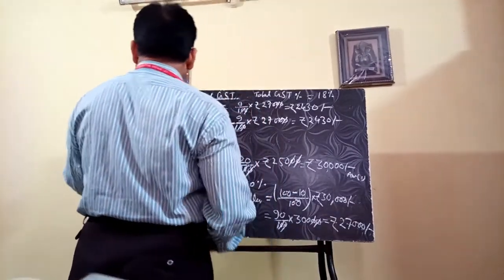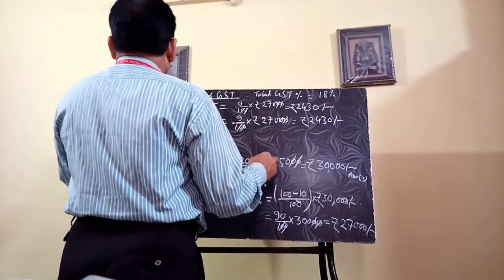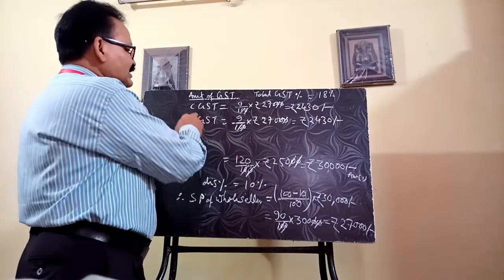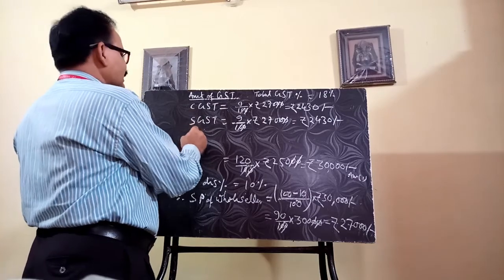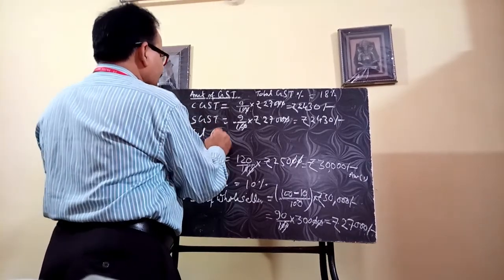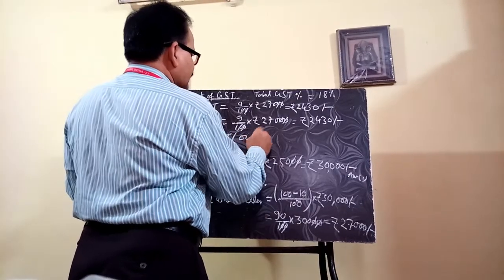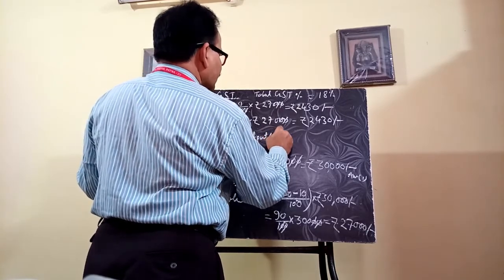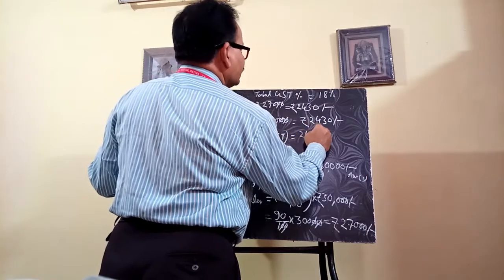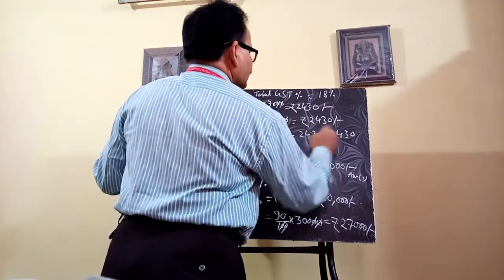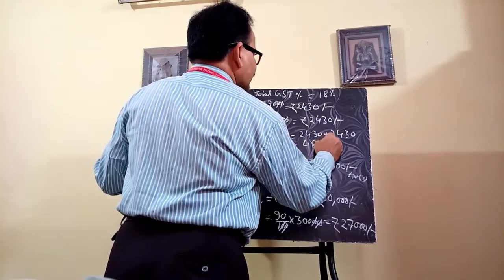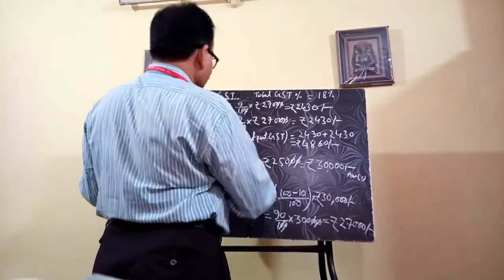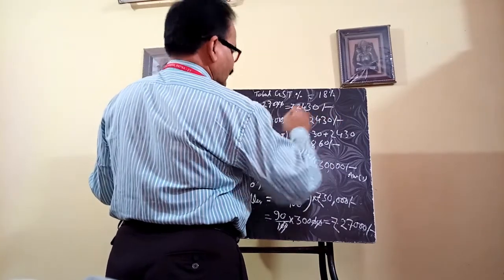Okay. So that means in this question, the total GST, that is the output GST, is 2430 plus 2430, altogether 4860. CGST is 2430 and SGST is 2430. Clear?